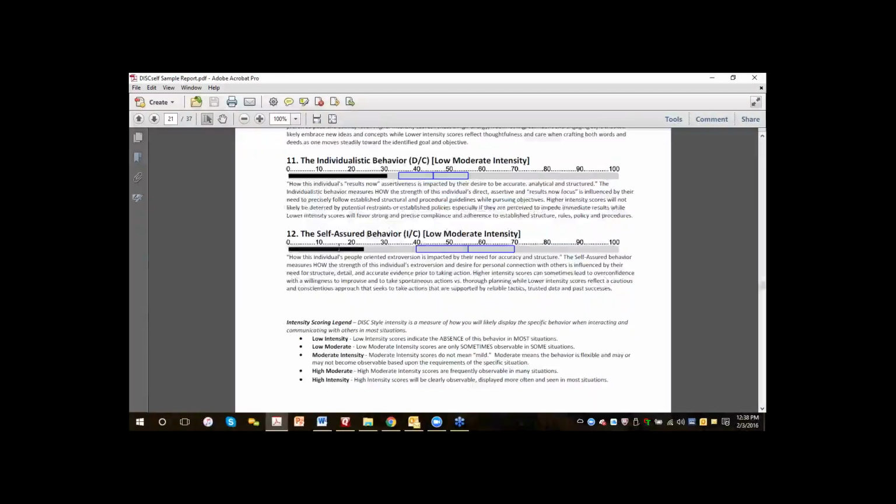Here's somebody on self-assured behavior. All right, so this is very low. Lower intensity scores reflect a cautious and conscientious approach that seeks to take actions that are supported by reliable tactics, trusted data, and past successes. So, Angie, this is just another way to dig further into the bullet points that may have been stated up front, but not quite stated in this way. That's all it is. Fantastic.